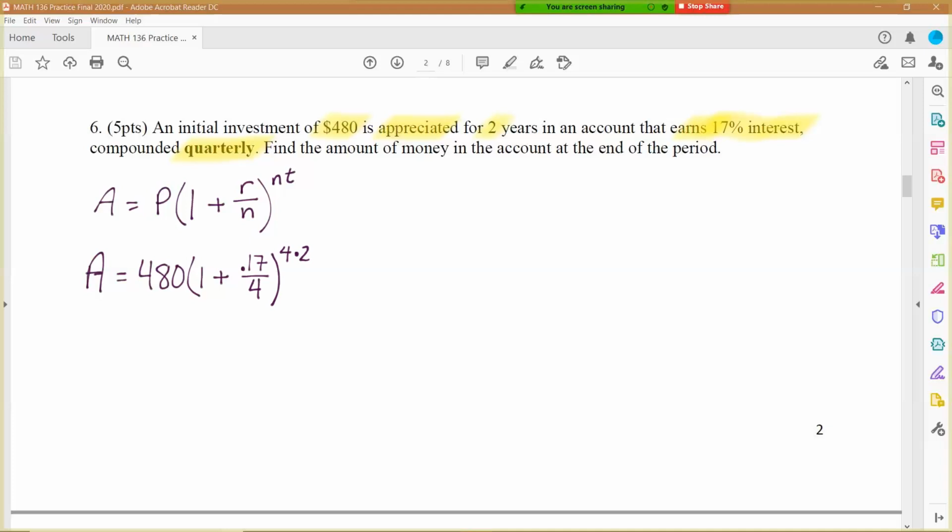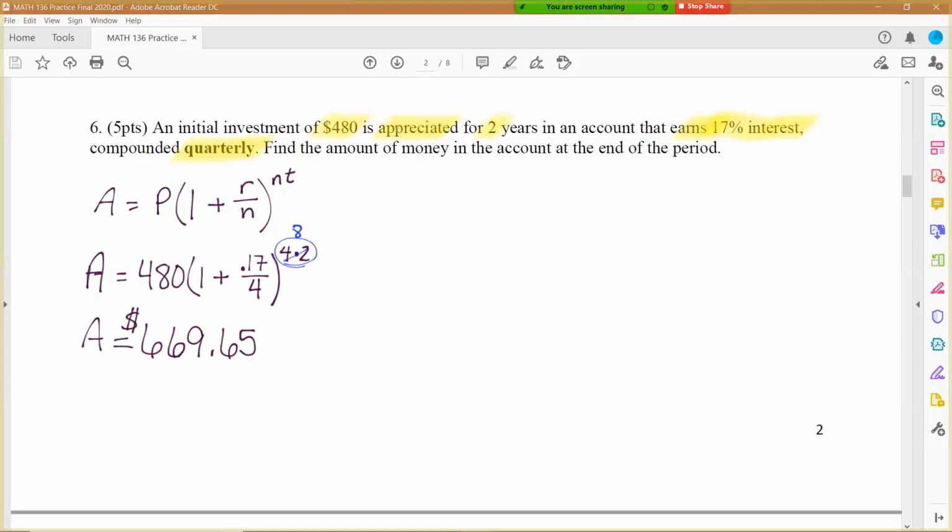Then comes your calculator. If I type this in my calculator, I would want to go ahead and change this to 8. If you change that to 8, you can type all of this in all at once. So 480 parentheses 1 plus 0.17 divided by 4, close your parenthesis, caret key 8. 661.65. You got it.